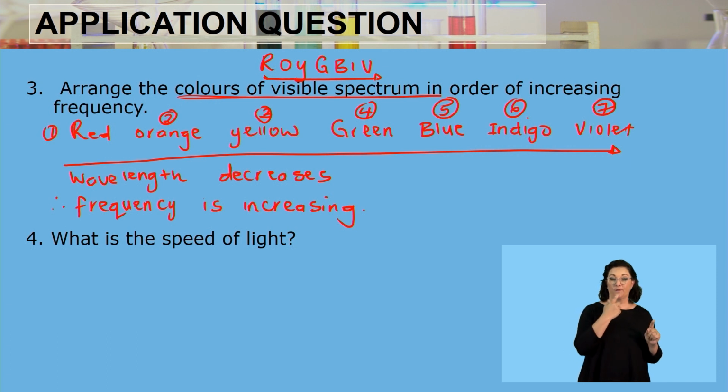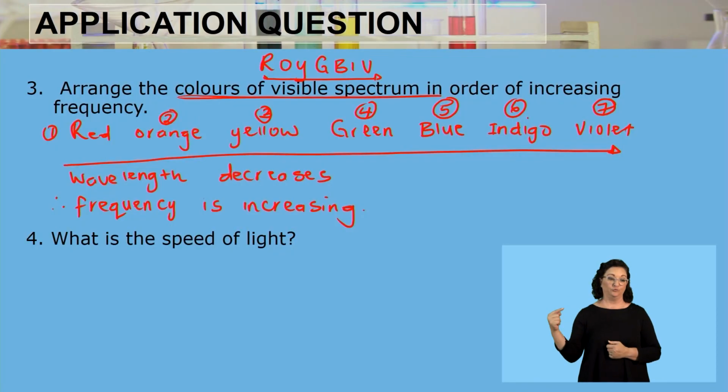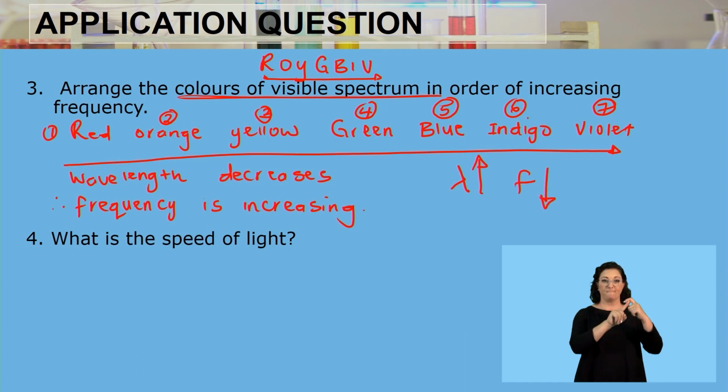However, red will have the longest wavelength as compared to all the other ones. So if it has the longest wavelength, frequency is going to be very small. So as you're going from red to violet, we are decreasing in wavelength and increasing in frequency. But as you are moving from violet to red, we are going to be increasing in wavelength, and therefore we're going to be decreasing in frequency. So that's the relationship between wavelength and frequency, that when the wavelength measured in lambda increases, the frequency is going to be decreasing.